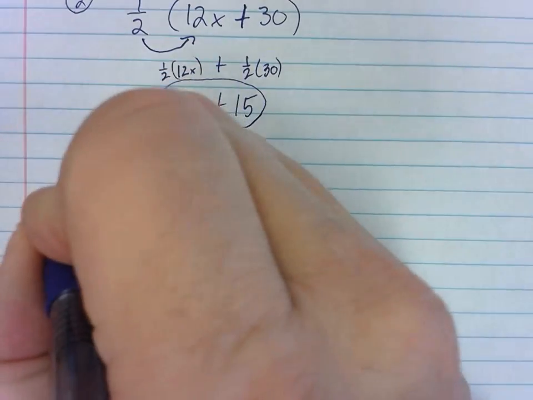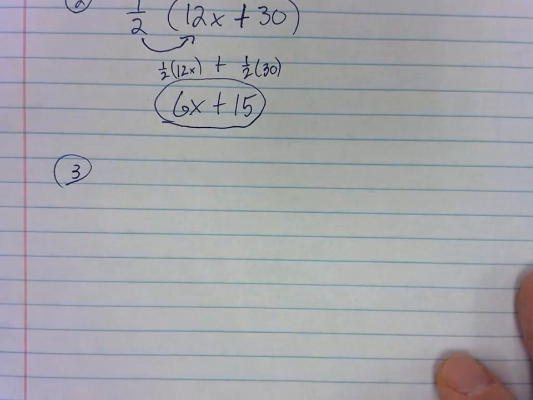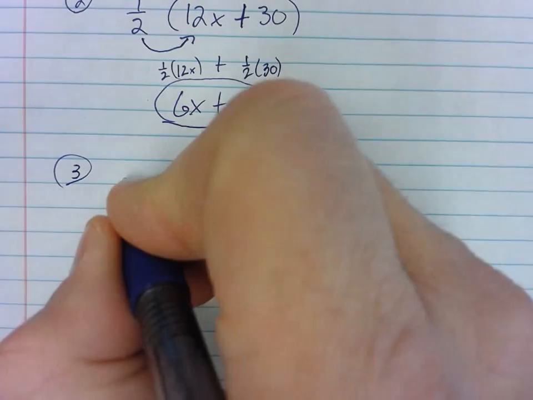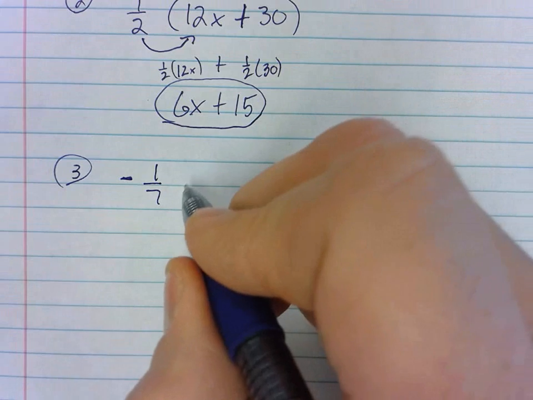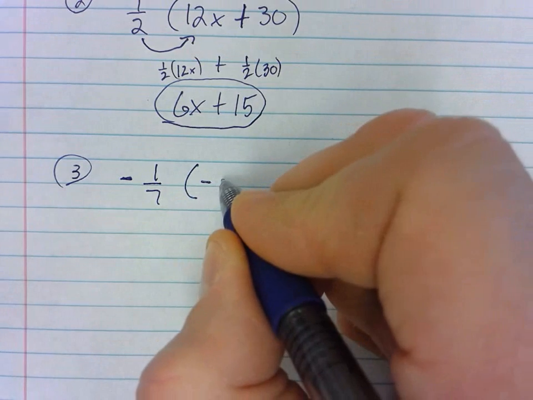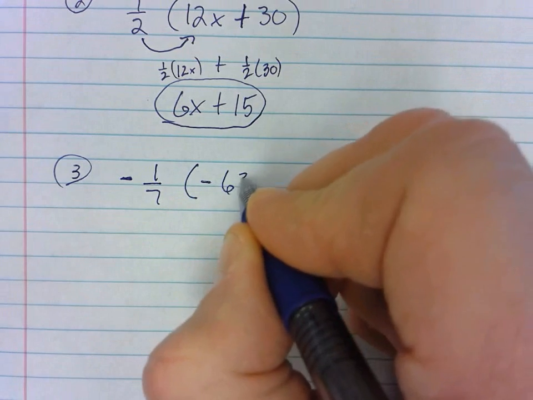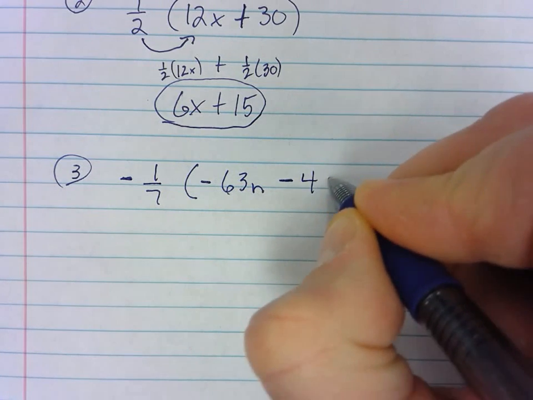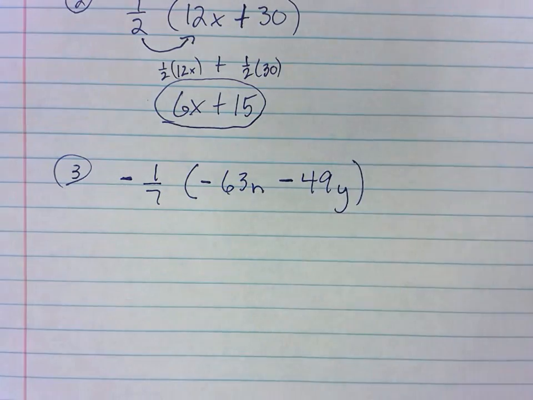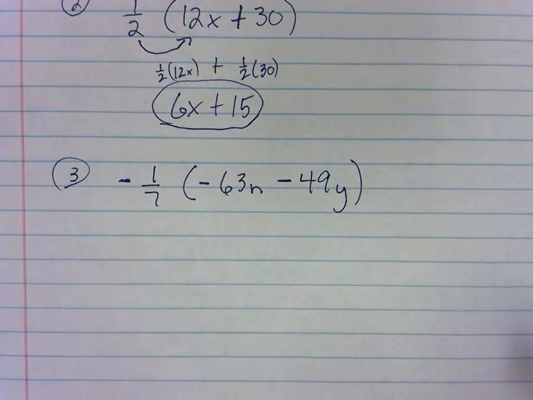All right, let's make it a little harder than that. You ready? Let's take it up to this one. Let's say we've got a negative fraction out here. Let's say we've got -1/7. And then on the inside, we've got -63n minus 49y. Alright, we're going to turn up the heat on this one a little bit, boys and girls.